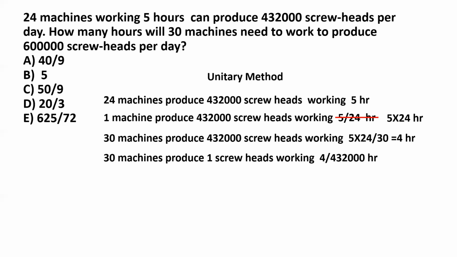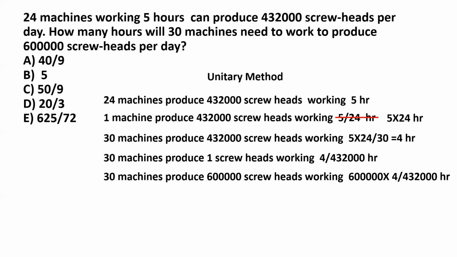So in this case, it's okay to divide the number of hours by whatever the number of screw heads were, right? So in this case, it's 4 divided by 432,000. And then I scale back the number of screw heads back up to whatever the number was given in the problem, what we are asked to find, right?